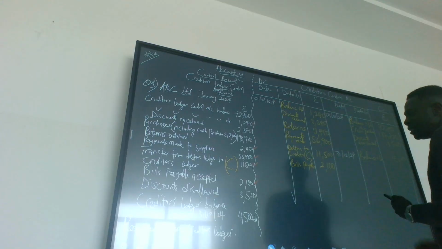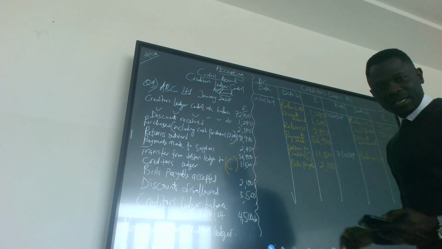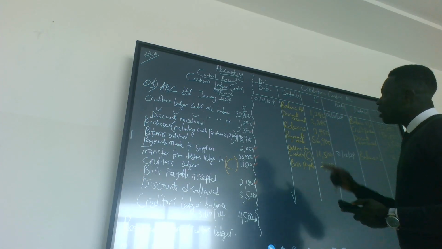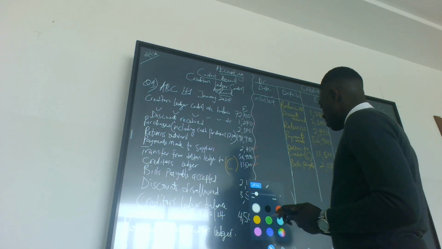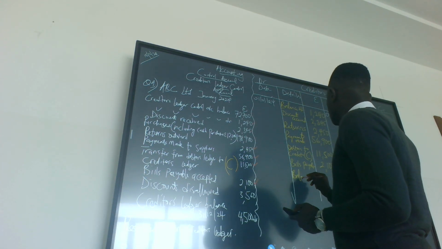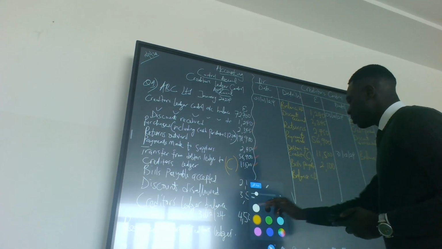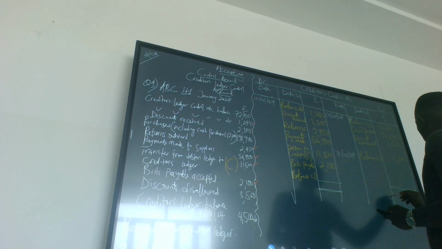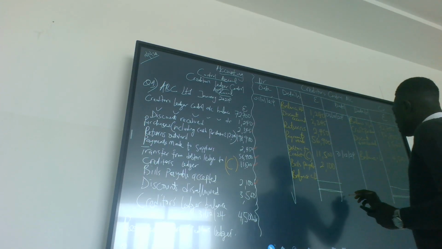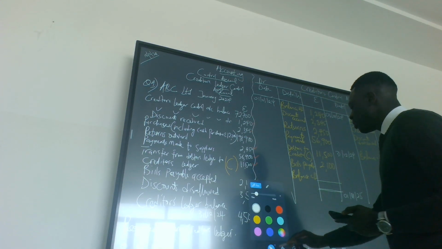So we're going to add the debit side. Now, for the creditors control account, the credit side must be greater than the debit side. So our balance carried down will be on the debit side. Then we can find the final figure here, and the balance brought down will be here.